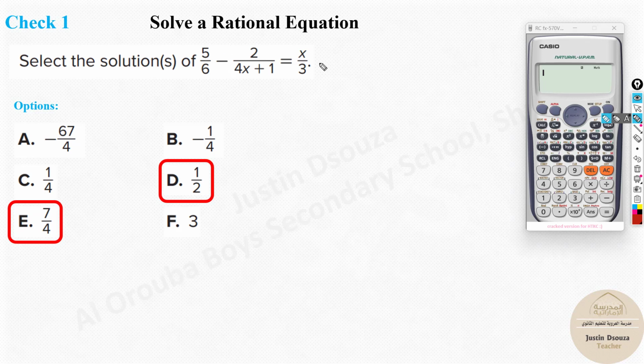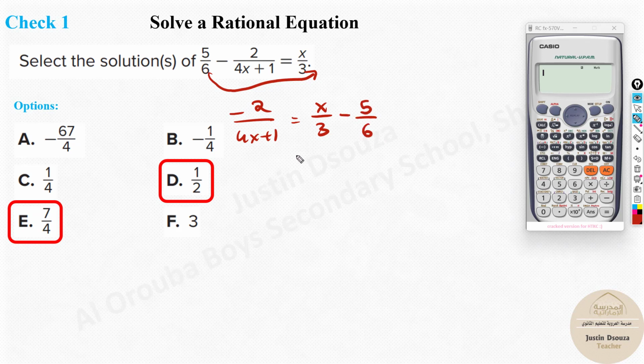What the easy method is, look at the denominators. Which is having the easiest denominator? This one and this one, right? So get them together. So what I'll do is I will move this 5 by 6 to the other side, or this to the other side and x by 3 to the other side. Whichever. Now since I want to move only one, I'll move this 5 by 6 over here. So minus 2 by 4x plus 1 will remain. That will be equal to x by 3 minus 5 by 6.